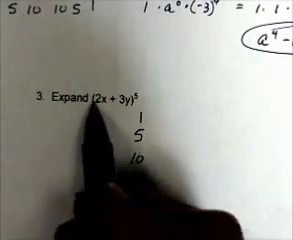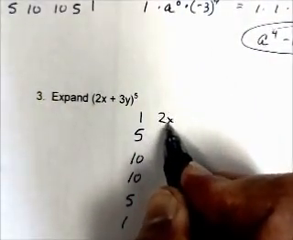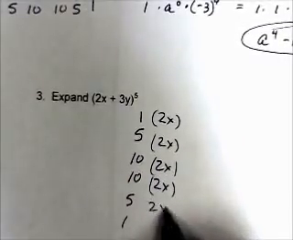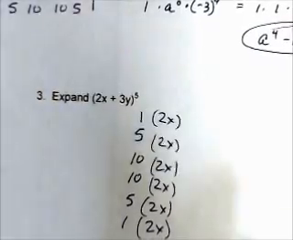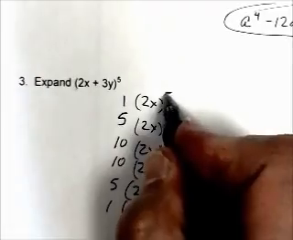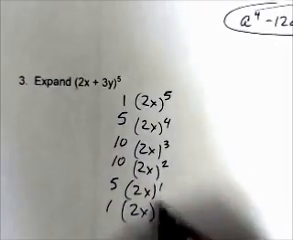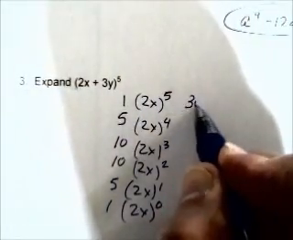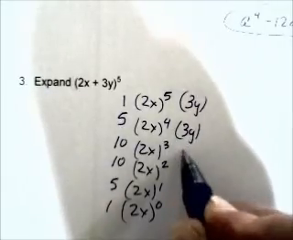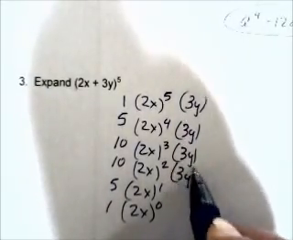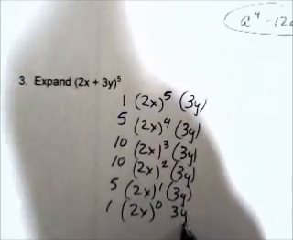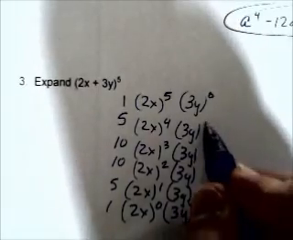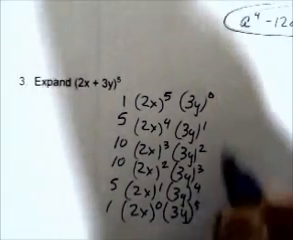Okay, now our first term is this 2x. So this is going to be 2x, 2x, 2x. Exponent starts high, 5, and decreases: 4, 3, 2, 1, 0. All right, next term is 3y. So I write 3y. And the exponent starts at 0 and increases: 1, 2, 3, 4, 5.